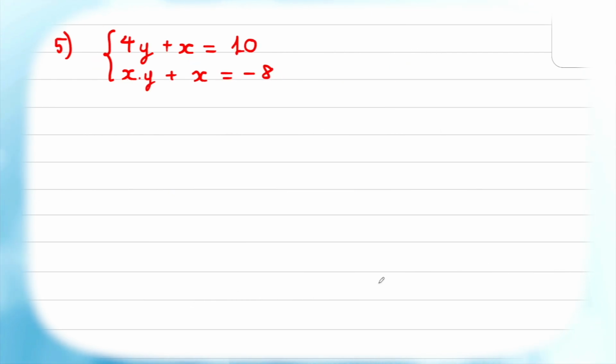Question 4 we finished. Question 5, the same idea for this one. We have the first equation, we can take a subject for x. In this case, I will choose x because x stands alone, without any coefficient except 1. And from here you will get x equals 10 minus 4y, and I will substitute into the second equation.